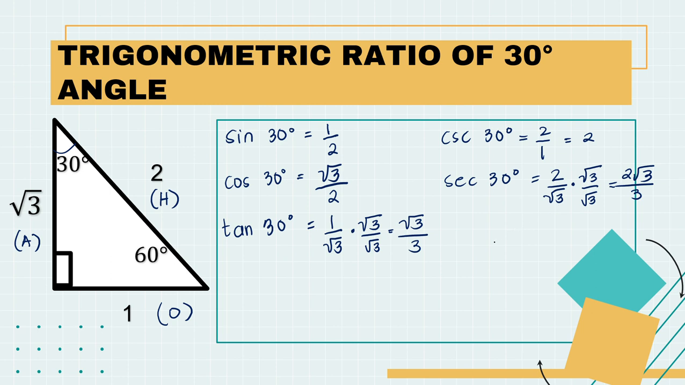And then for the last ratio, we have the cotangent 30 degrees. So in cotangent 30 degrees, we have a square root of 3, which is the adjacent side, over the opposite side, which is 1. And then the cotangent 30 degrees is equal to square root of 3.